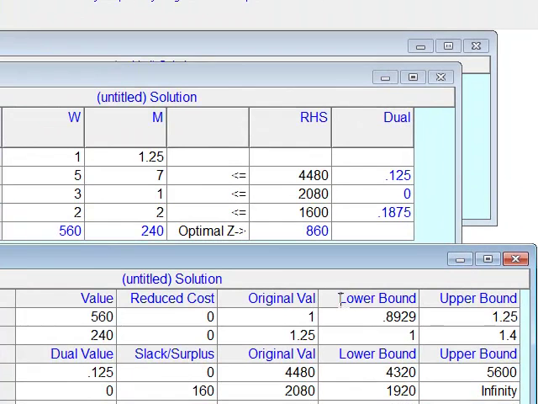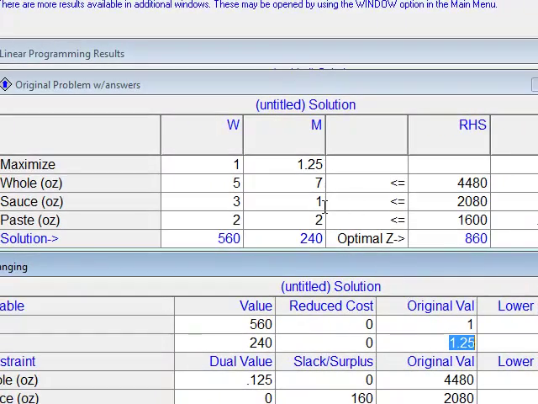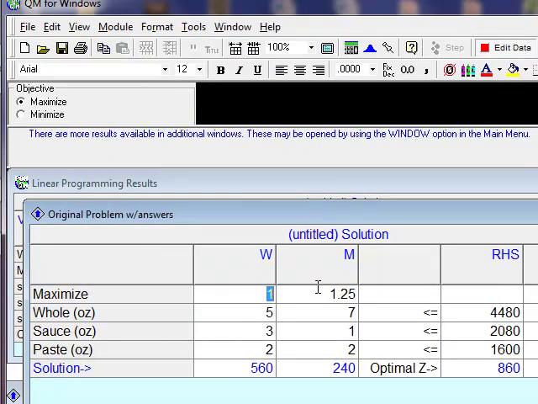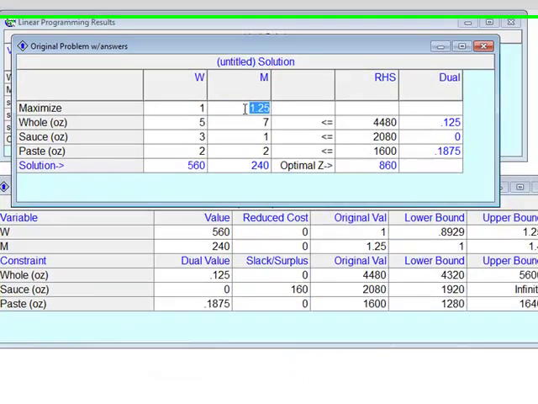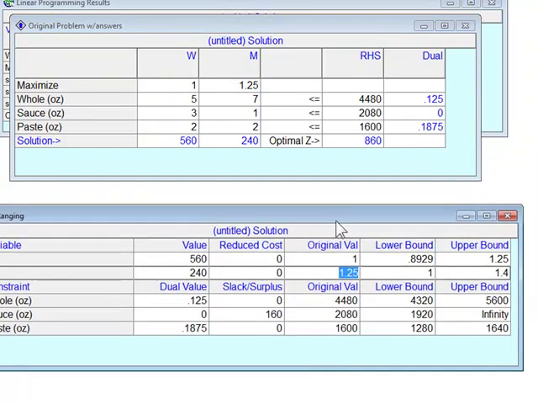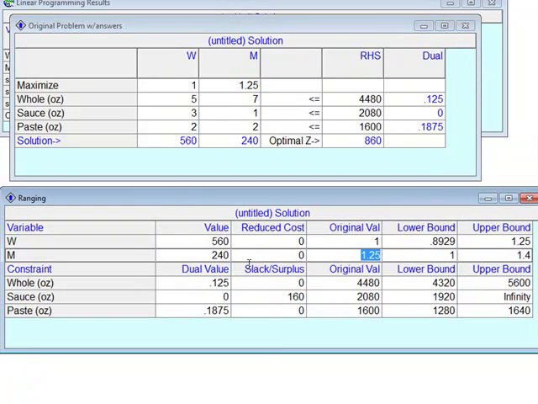All right, and then we have a lower bound and we have an upper bound. So let's understand what these are. You already recognize that the 1 and the 1.25 are the original values. So this is what we had used as the coefficients of each variable in the objective function in order to get this solution that you see over here.